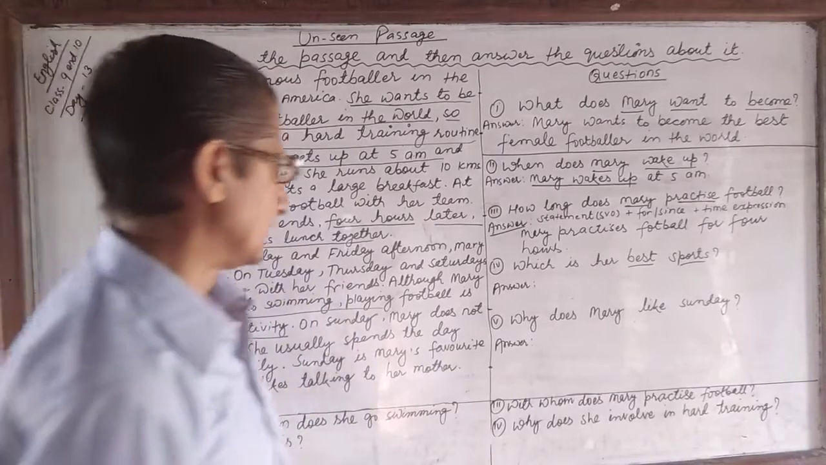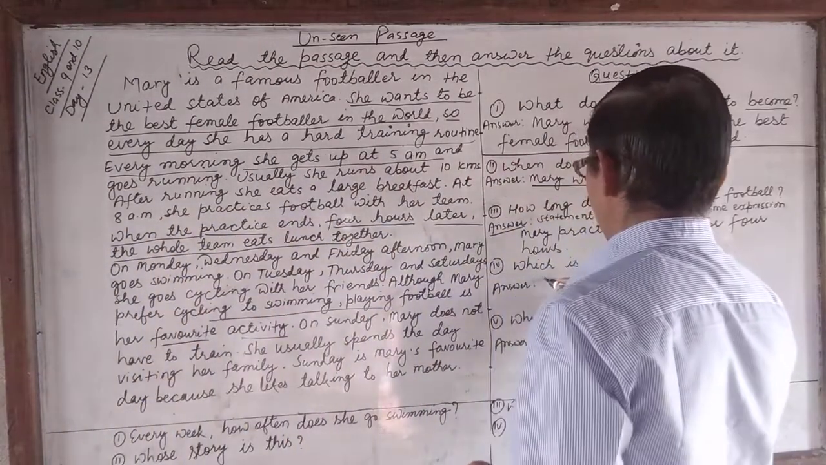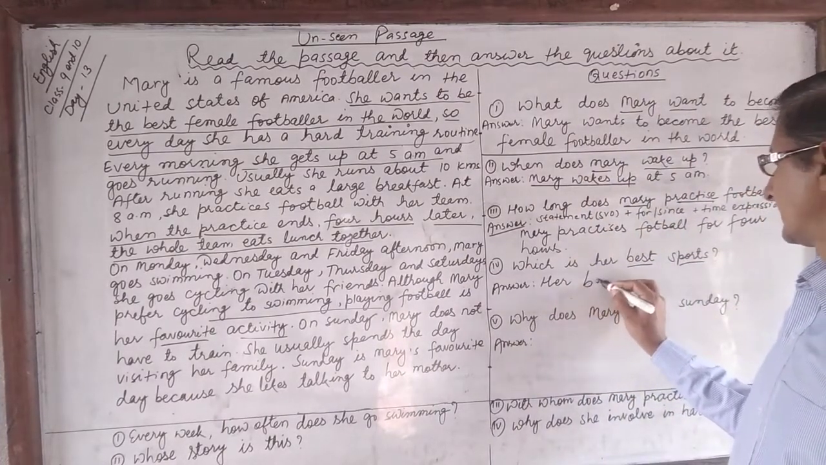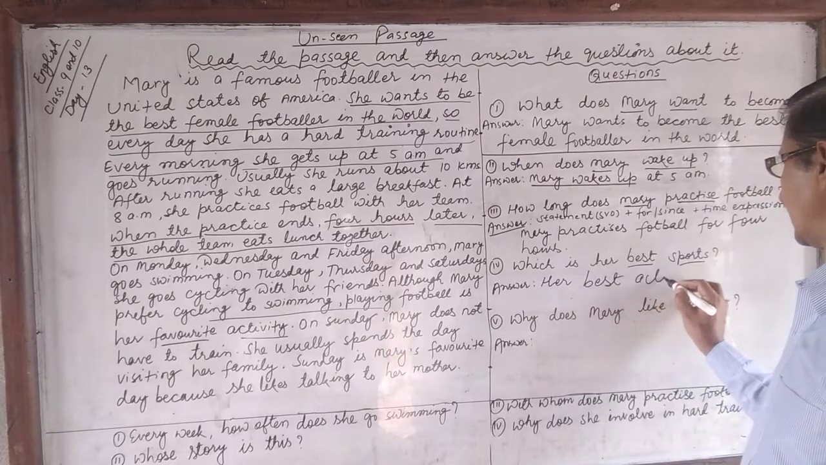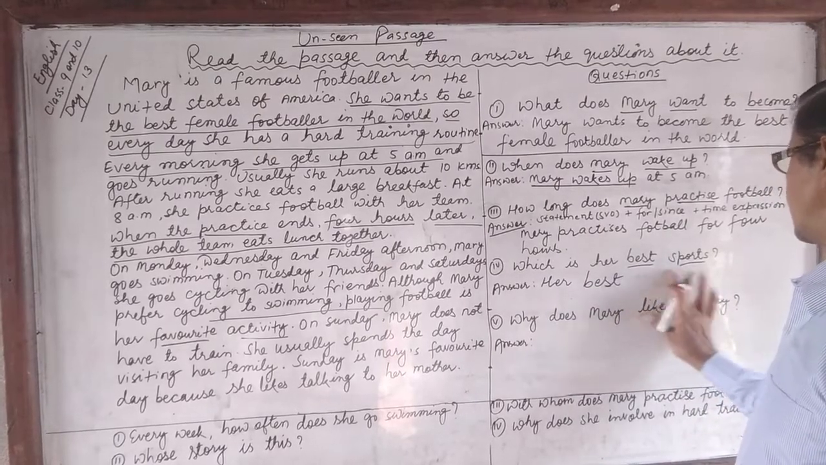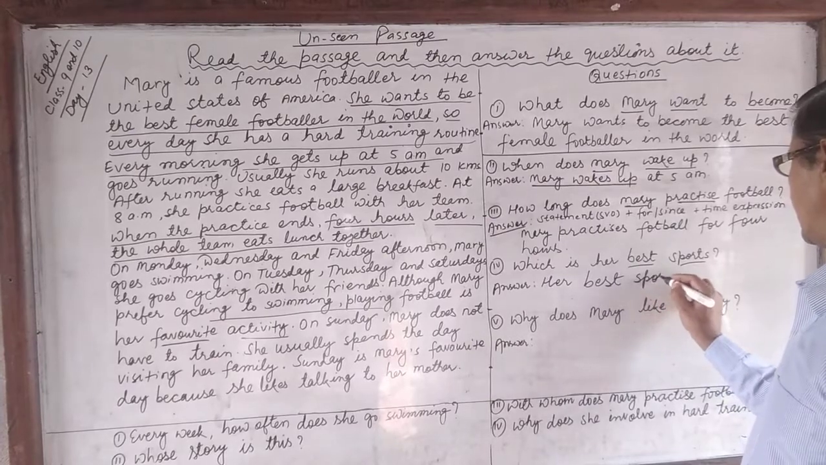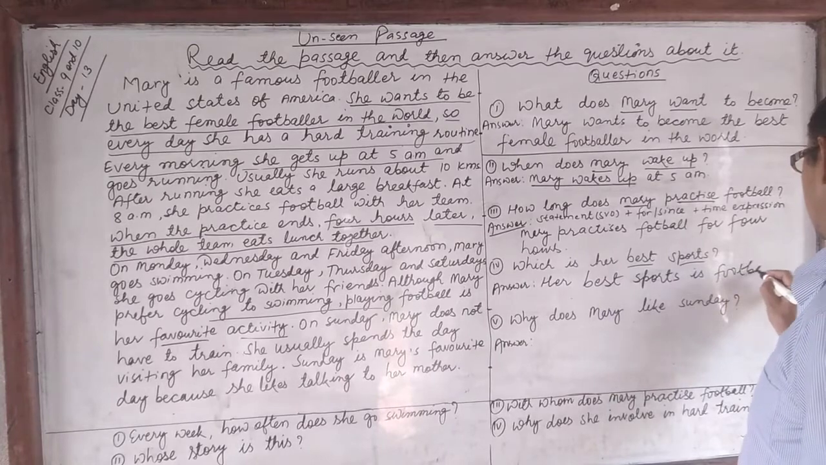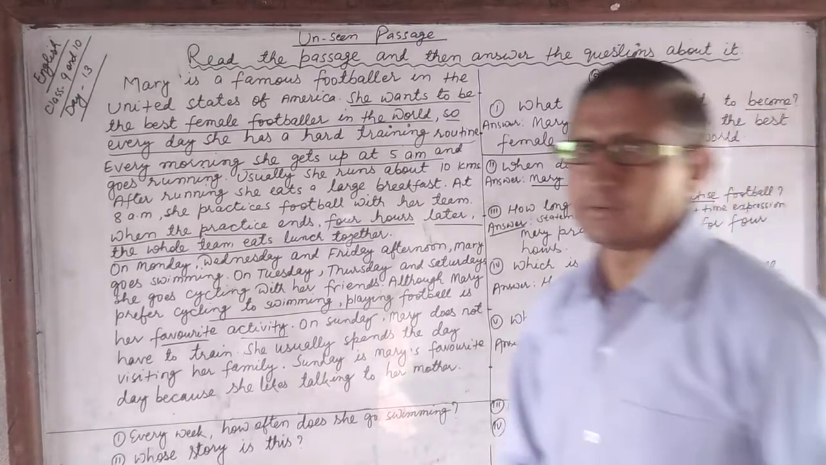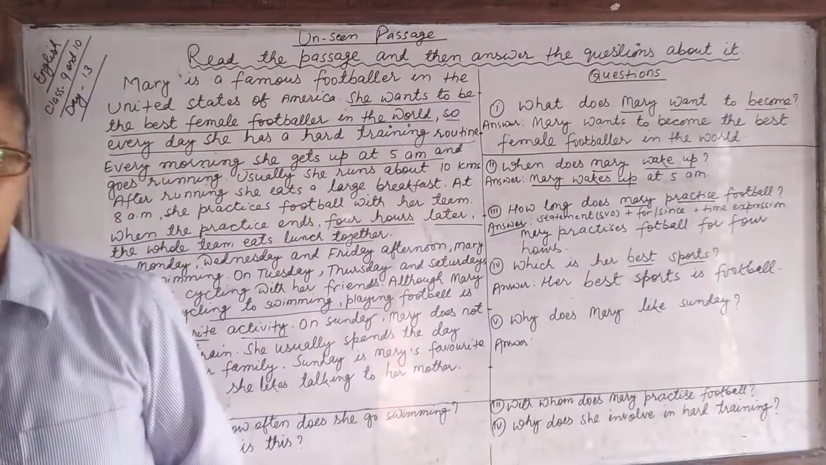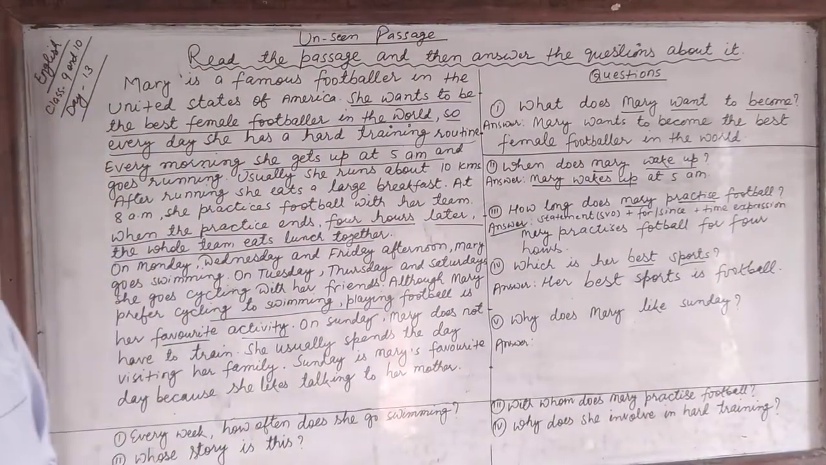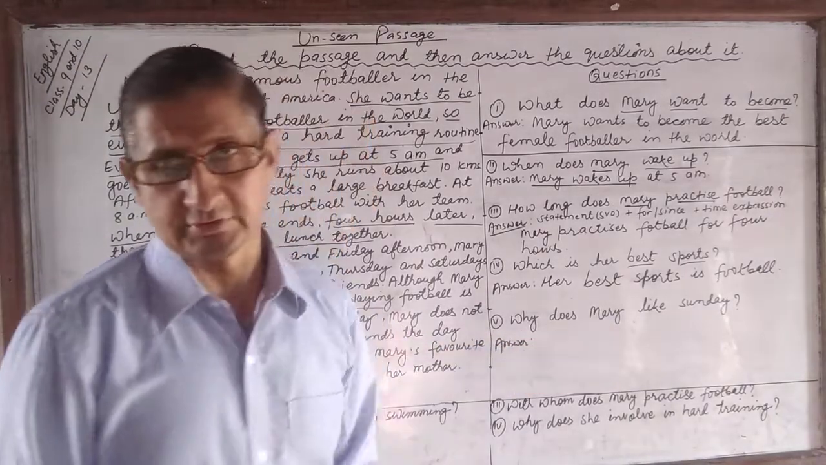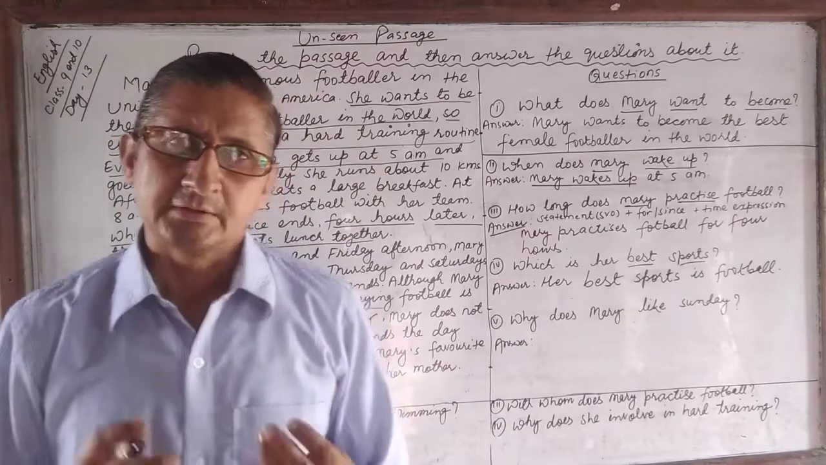Let's write down the answer. Her best activity, best sports, is football. So in this way we write the answer of which question. Next question is why question.